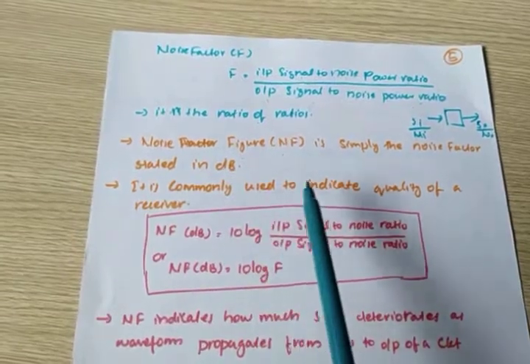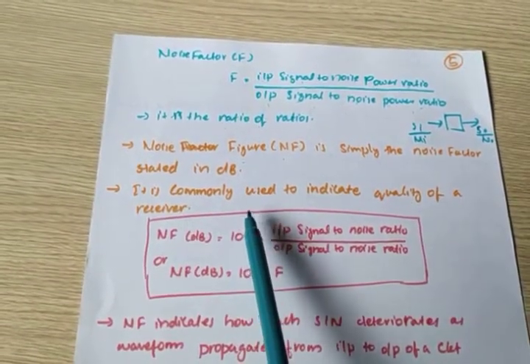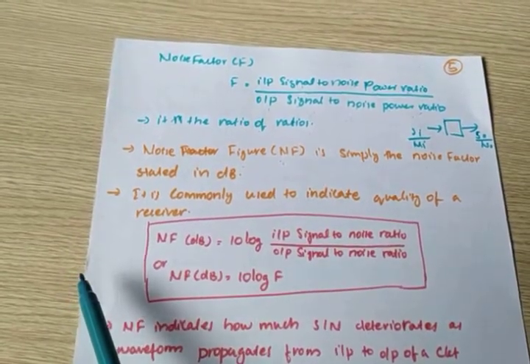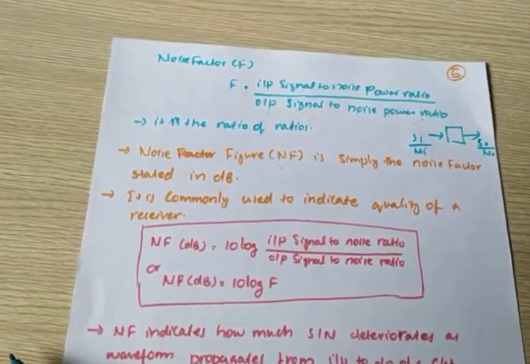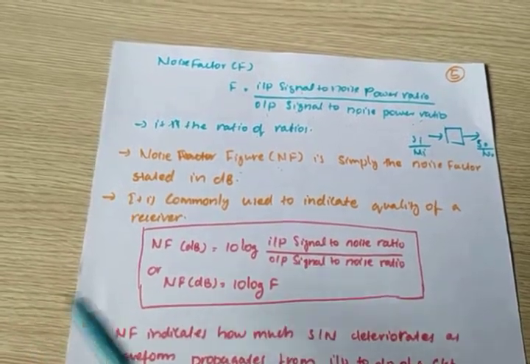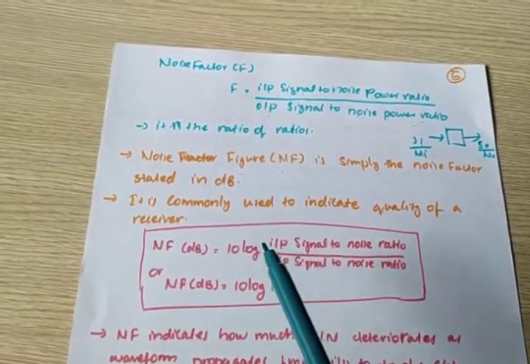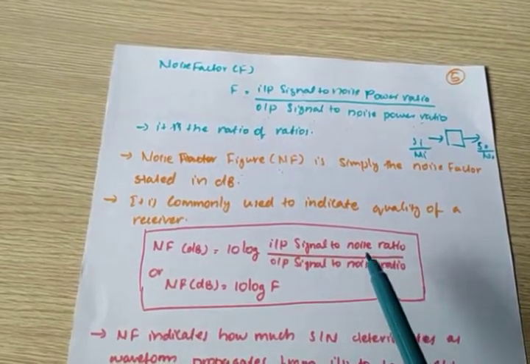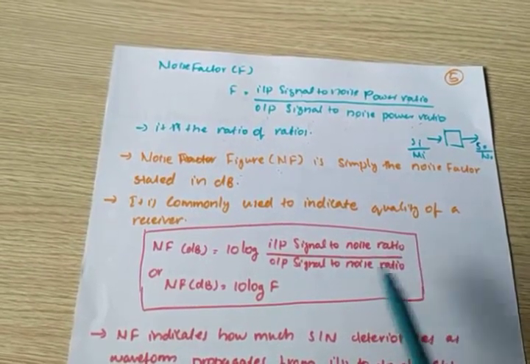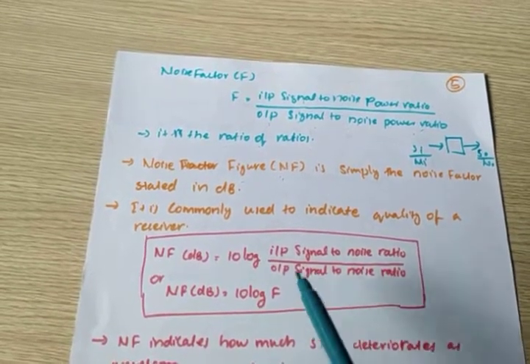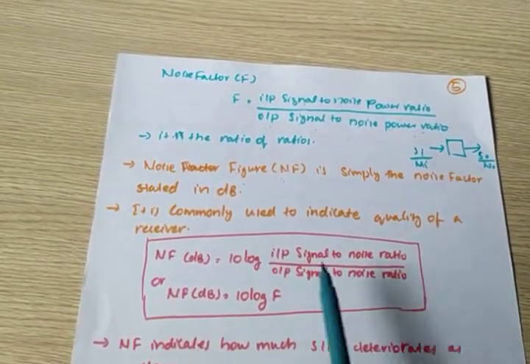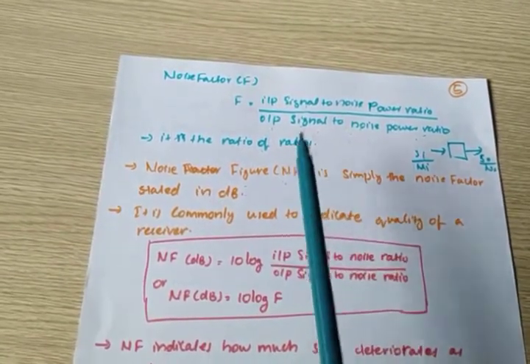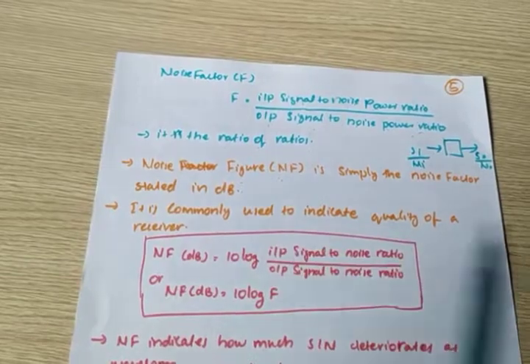It is commonly used to indicate the quality of a receiver. So this factor indicates the quality of a receiver. Sometimes we need to check the quality of a receiver. Sometimes in a system, if more noise is coming into the system, we call it a low quality system. So we always check for quality while designing a system. If it is a good quality system, there will be less noise. So noise factor is a parameter used to check the quality of the system.